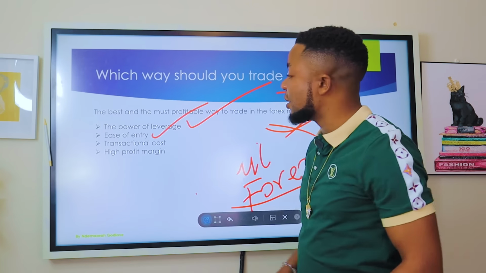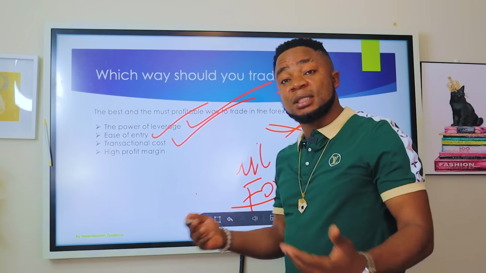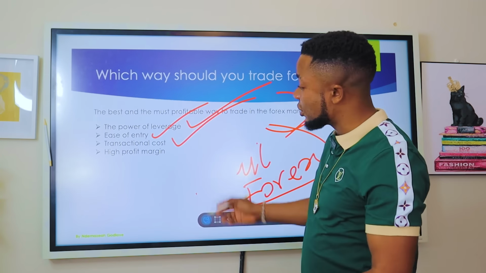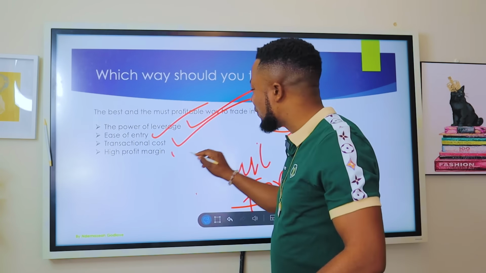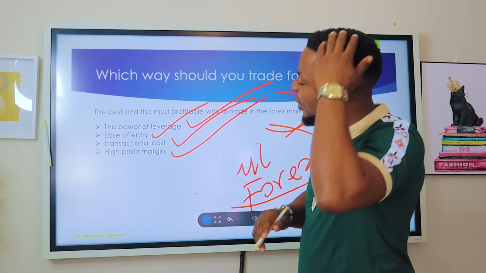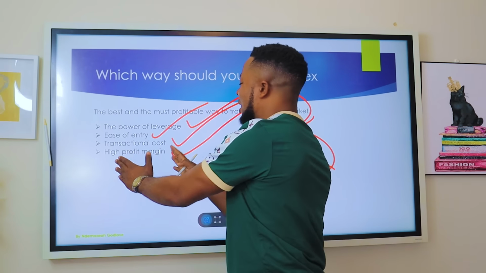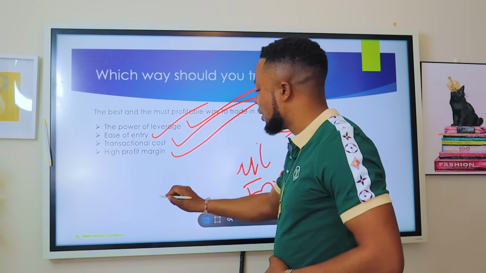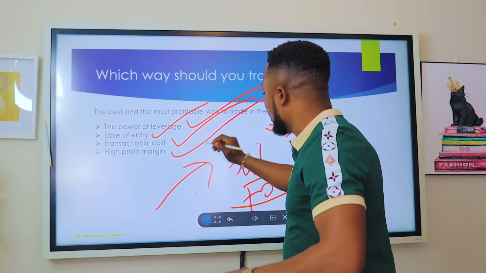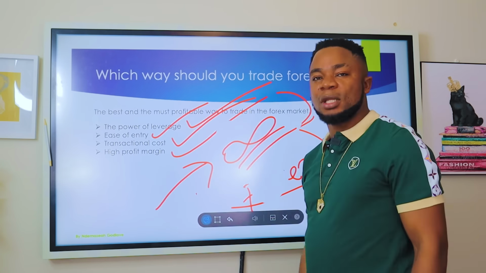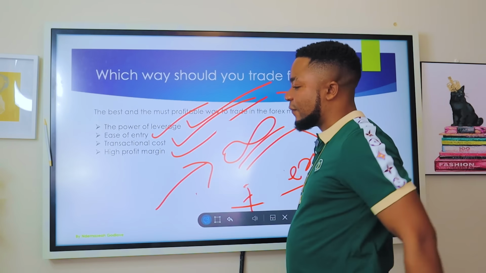So the ease of entry, then the transactional cost, as opposed to other assets, the transactional cost is very low. Then high profitability margin. Forgetting about another point, this is the most interesting point that I like. The high profitability margin. The profit margin is unlimited. How do they mean? Okay, the profit margin is what? It's unlimited in the retail forex industry.